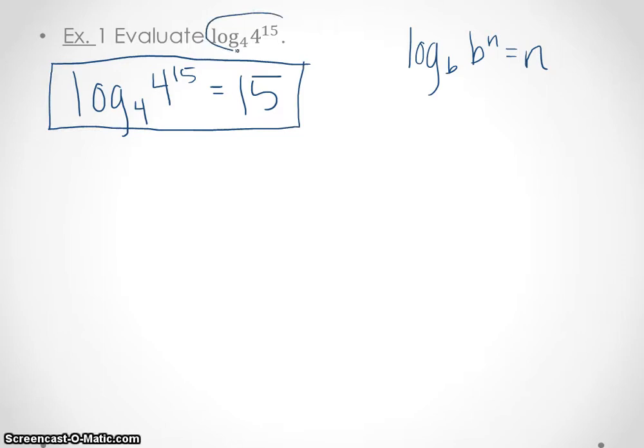So before, when we were doing these, let's take this down here, and I want to show you why. So log base 4 of 4 to the 15th power equals some number we don't know, so we call it x.